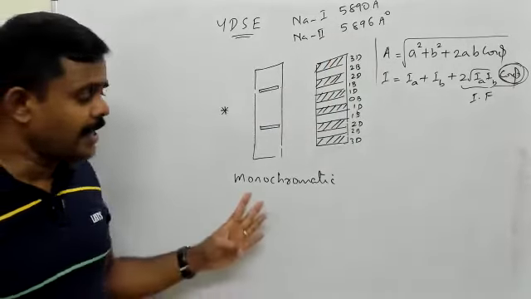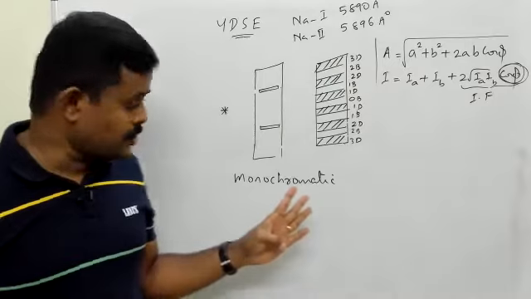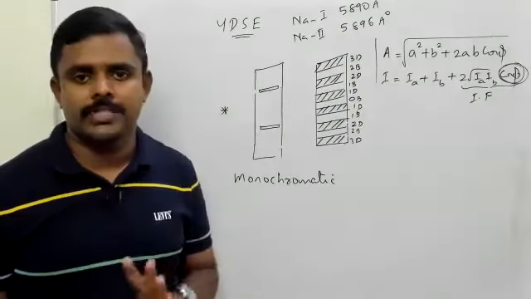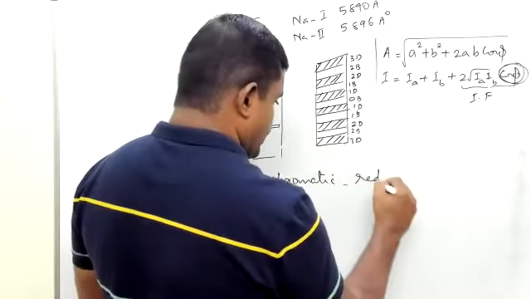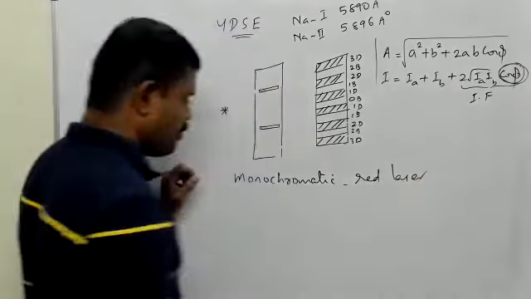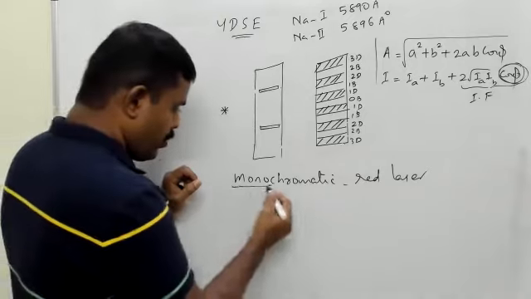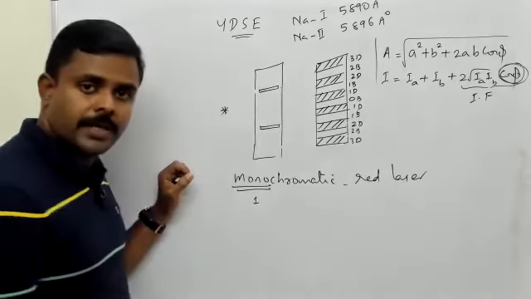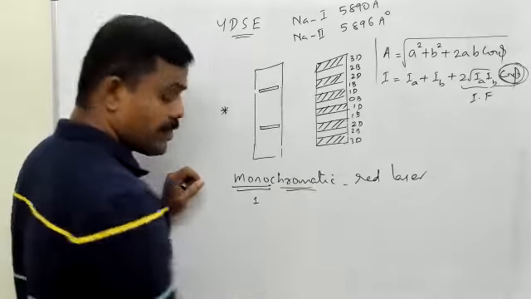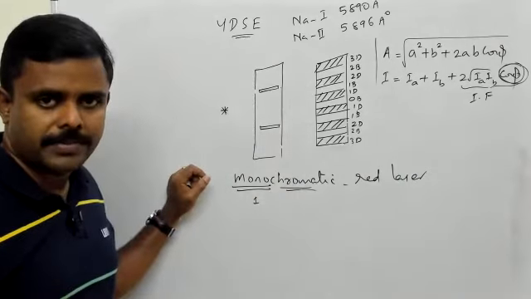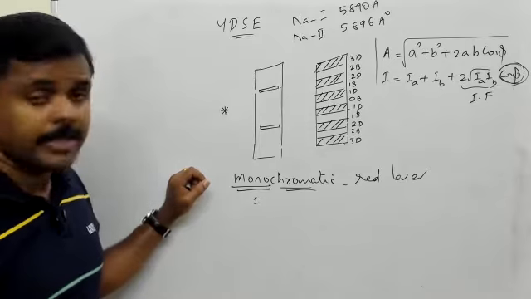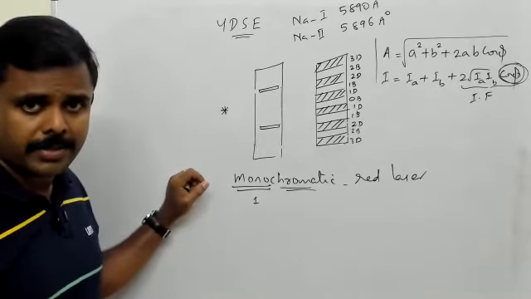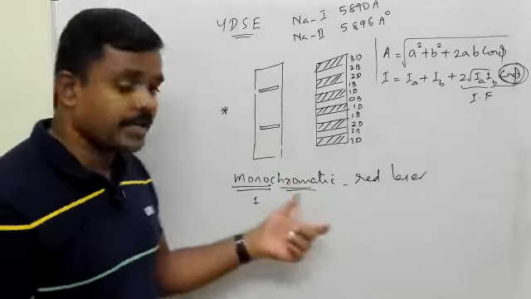But in high-end laboratories, like scientists do, they use a red laser, which is perfectly monochromatic. Monochromatic means what? Mono means single, one. Chromo means color. One color light, single colored light. That's an essential condition for Young's double slit experiment, I mean, for interference to happen. I'll come to the conditions later on.